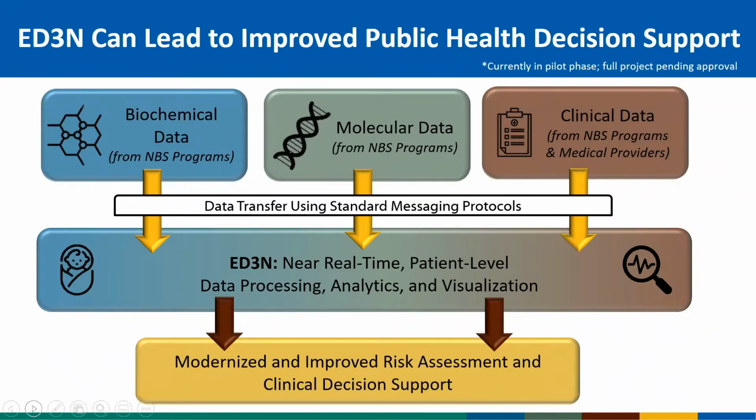And this slide is a very high-level schematic of EDEN. We will be collecting 3 primary sets of data: biochemical data, molecular and clinical data, in addition to general demographic data as well. We intend for this data to be transferred to EDEN using standard messaging protocols and standard vocabulary. Once in EDEN, the data will be processed and analyzed in near real time so that it can be utilized to make decision or result determinations with the ultimate goal of improving risk assessment and clinical decision-making in newborn screening.